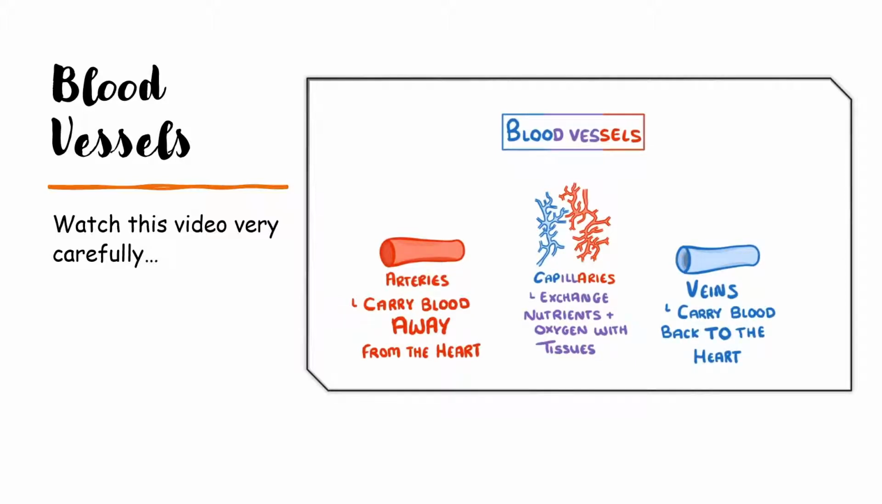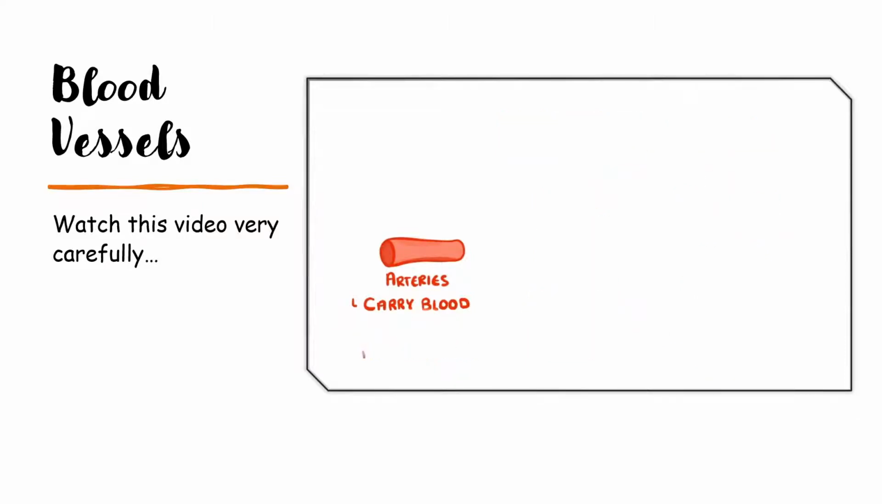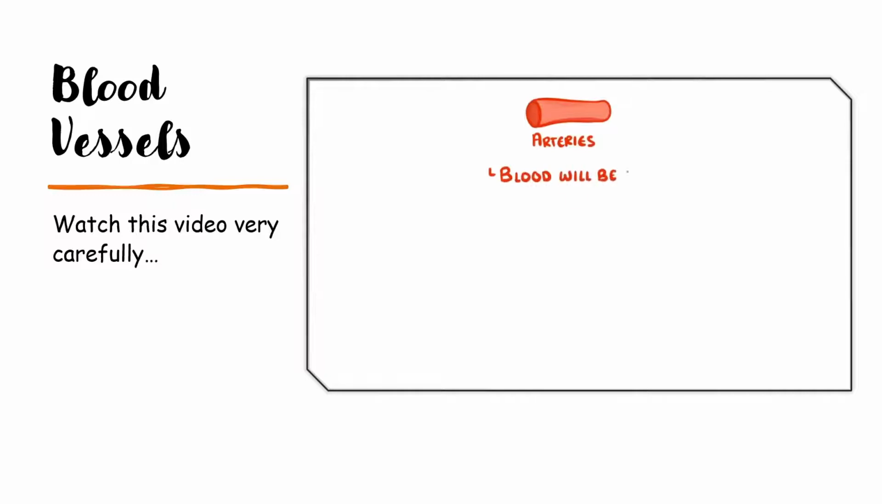As you take a closer look at each, the key thing to notice is how the structure of each type of vessel is related to its function. As arteries carry blood directly from the heart, the blood inside them is going to be at really high pressures, because it's just been pumped out of the ventricles. In order to bear these high pressures, the arteries need to be both strong and elastic.